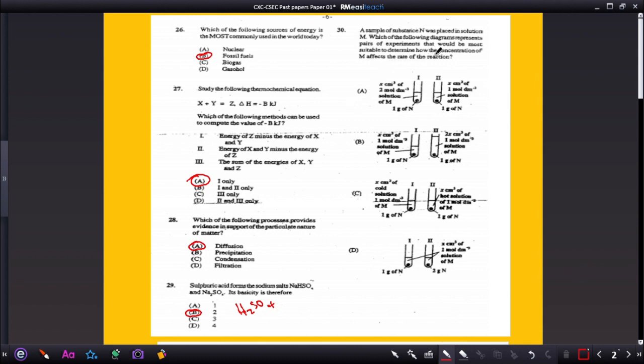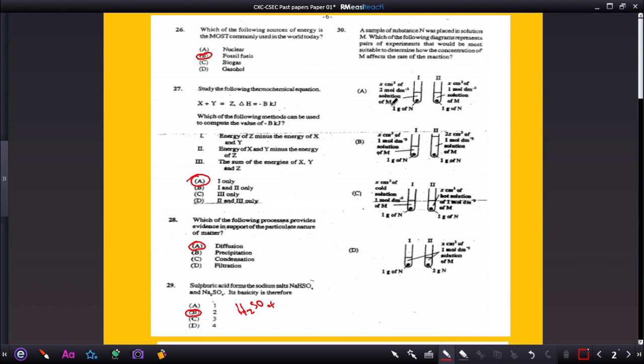A sample of substance N was placed in solution M. Which of the following diagrams represent pairs of experiments that would be most suitable to determine how the concentration of M affects the rate of the reaction? So here we have N being added to the solution of M, and we want to identify how the concentration changes when N is added. In A, it's a 2 molar solution of M initially, and then afterwards a 1 molar solution of M is observed. For B, a 1 molar solution still ends up with a 1 molar solution after. For C, cold but still a 1 molar solution, hot still a 1 molar solution, and D, I'm not sure what is going on right here.